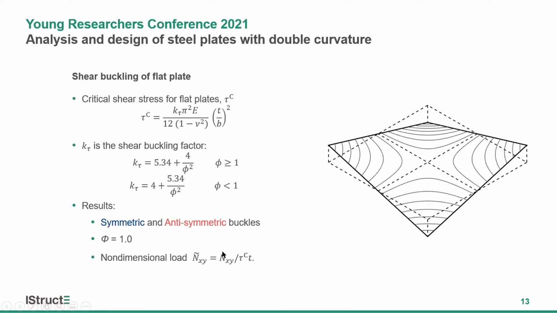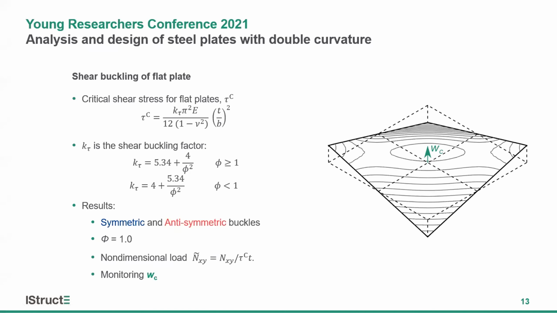So in other words, the load that I apply, I non-dimensionalize it with the critical shear stress for the flat plate in order to compare it with the flat plate. And finally, because I'm looking at this plate of square aspect ratio, I can monitor now the out-of-plane deflections of the center node of this plate.